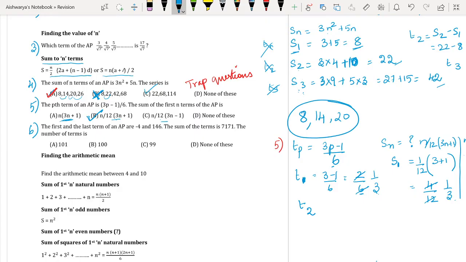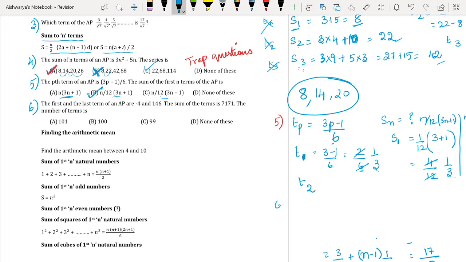Are we clear? Any doubts? Okay, I assume we are clear. Go to the 6th problem, Kamalashri.